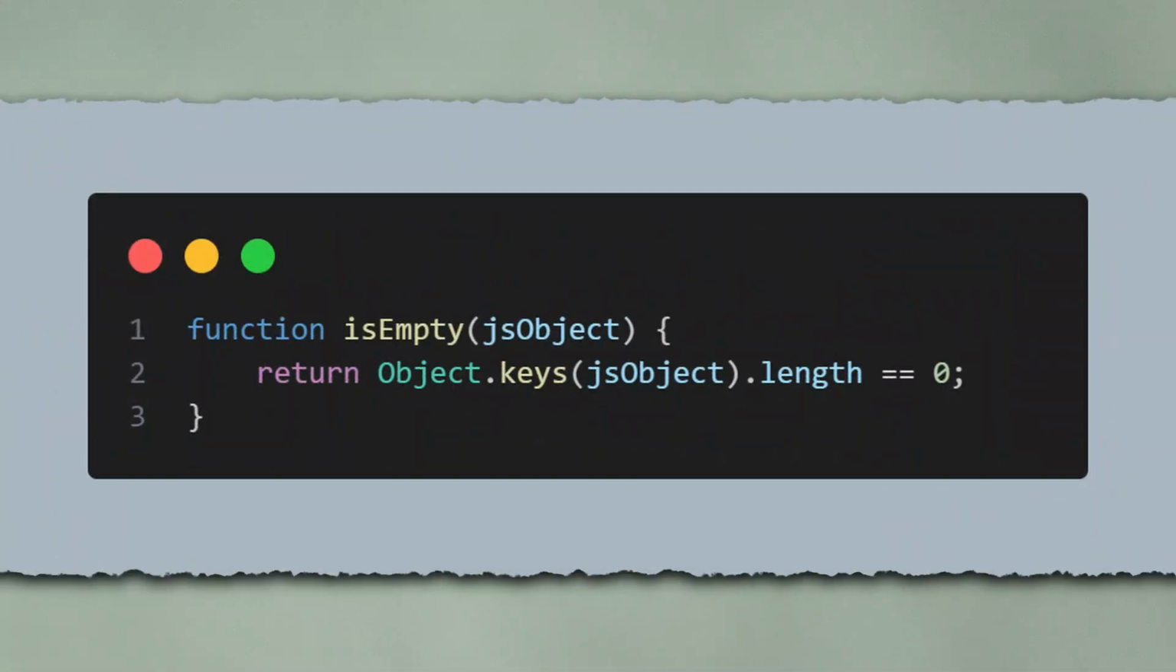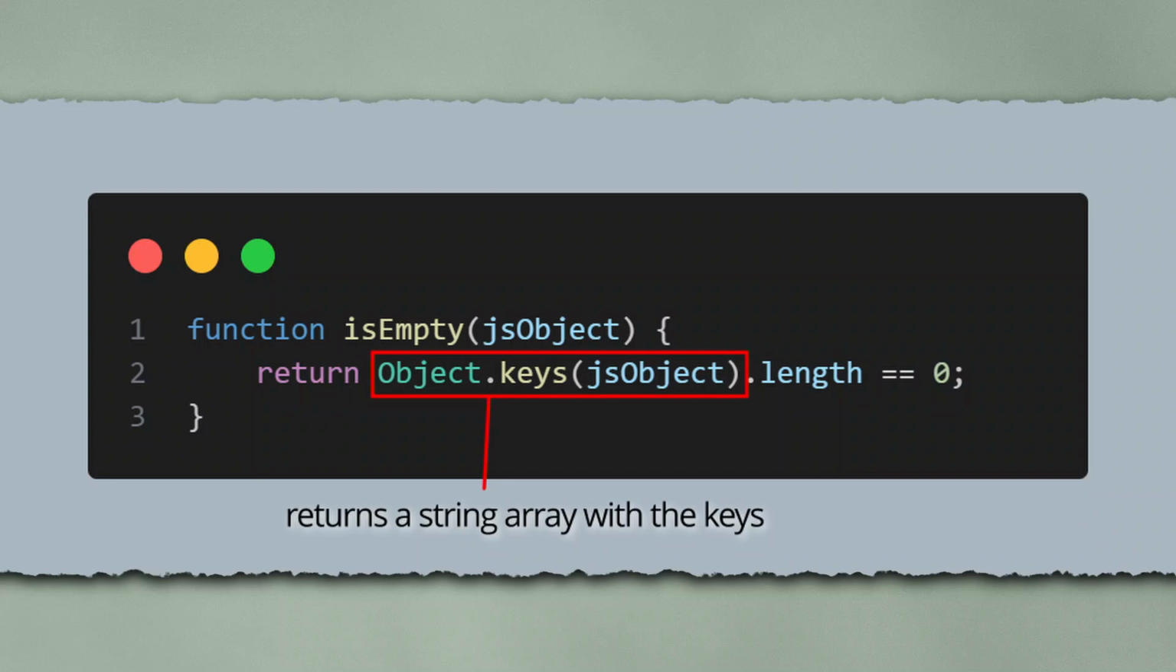The next way to implement this would be to use Object.keys. This function returns a string array containing all the names of the keys in the object. So if this returns an empty array, it means that the object itself is empty.